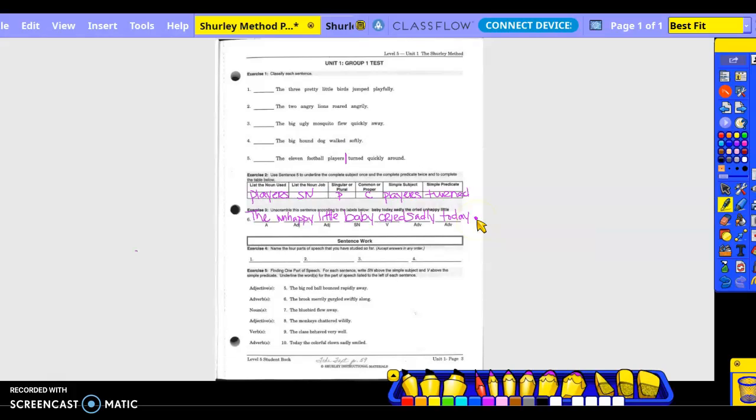Okay, exercise 4. Name the 4 parts of speech that you have studied so far. So, like, what did we use to classify our sentences? We used a noun, what? Verb, an adjective, and an adverb.